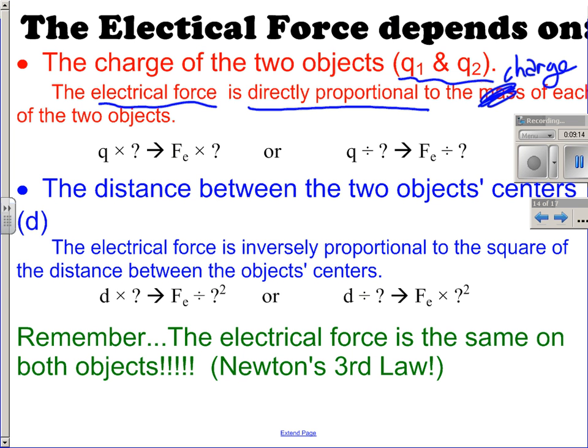All right? So before it was double the mass, double the force of gravity. Half the mass, half the force of gravity. Now it's double the charge, gives you double the electrical force. Or whatever, a third of the charge gives you a third of the electrical force.